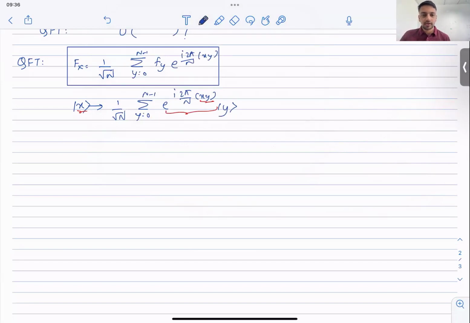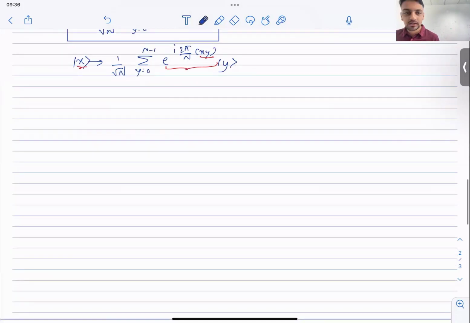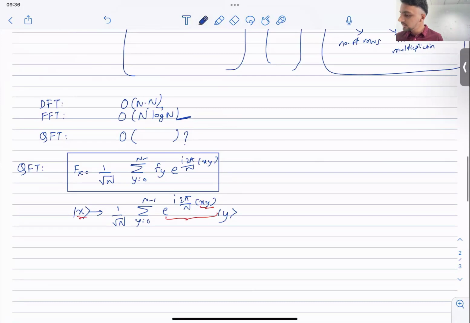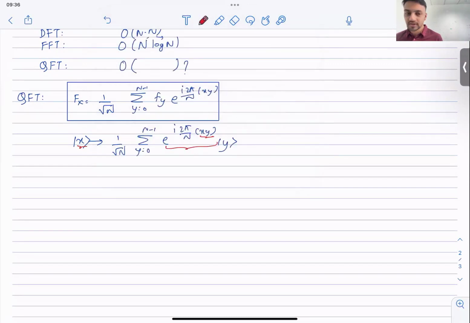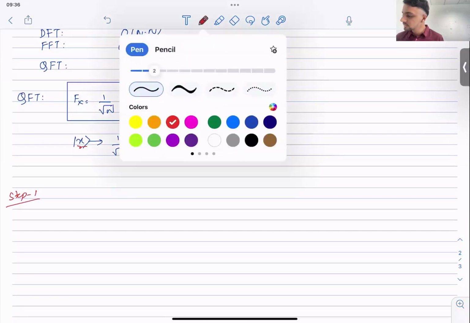Okay, so let's walk into it. I'll do this step by step. I haven't told you how many operations we need to do. We'll calculate it ourselves before I even tell you the answer. So step one of QFT is what you do.